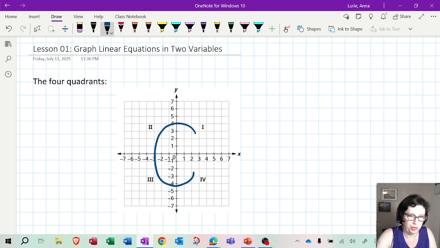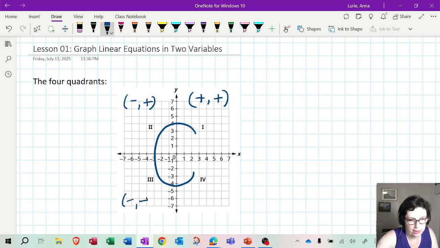And so just remember that the first quadrant is number 1, and then it goes to 2, 3, and 4. So what do we know? In quadrant number 1, each point has positive coordinates, both x and y. And in quadrant number 2, we've got x is negative, but y is positive. In quadrant number 3, they're both negative. And finally, in quadrant number 4, the x is positive, but the y is negative.